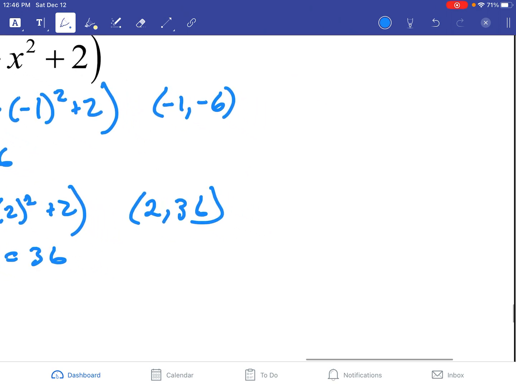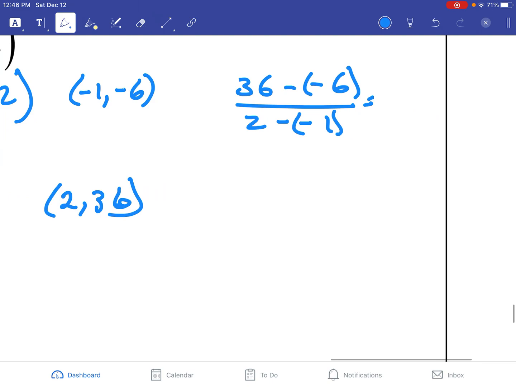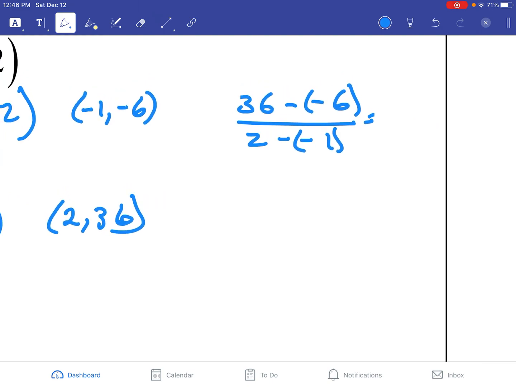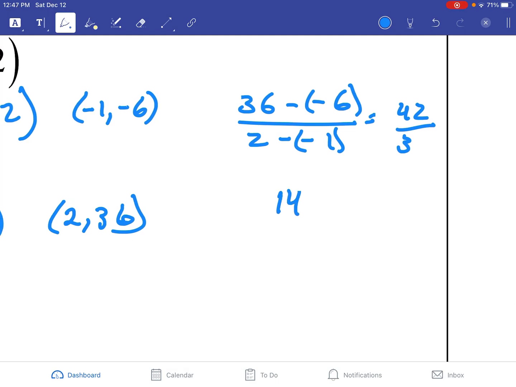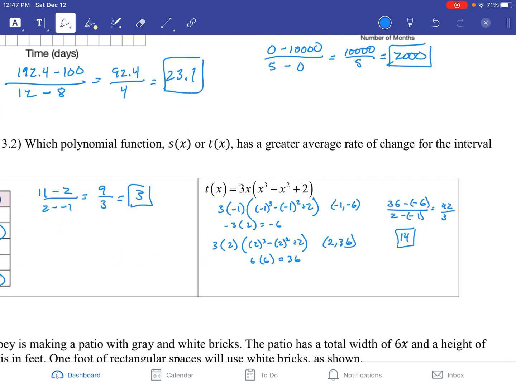Now we have the 2 points. We can use those to find our average rate of change. So I'm going to put 36 as our y2 minus negative 6 over 2 minus negative 1. All right, which gives me 42 divided by 3. 42 divided by 3 is 14. Okay, so which one is a greater average rate of change? Well, 14 over 1 is a lot steeper as an interval or as a slope than 3 over 1 is. So this one's the better one.